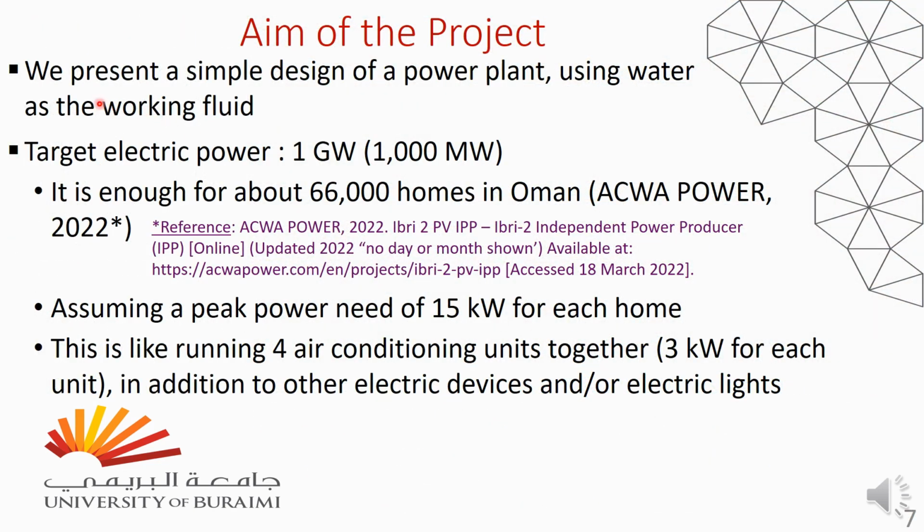The aim of this project is presenting a simple design of a power plant using water as the working fluid. Our target is to produce 1 gigawatt of electricity or 1000 megawatts. This is enough to cover about 66,000 homes in Oman, assuming that each home has a peak power demand of 15 kilowatts. This is enough to operate about 4 air conditioning units plus other electric devices at home.